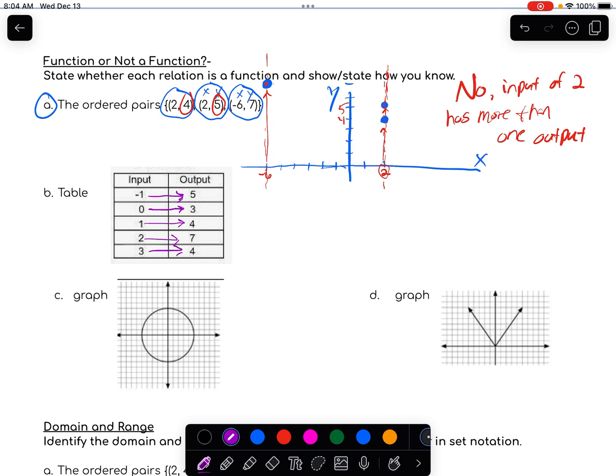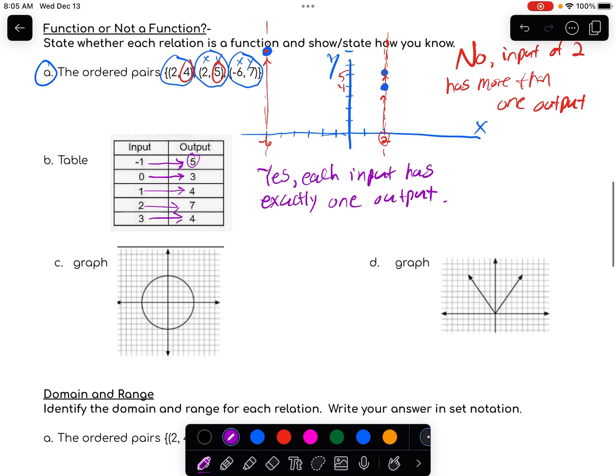Notice each one of these inputs goes to exactly one output. All right, so each input has only one possible output that it could ever go to. So in this case, yes, it is a function. Each input has exactly one output. So that is a function.